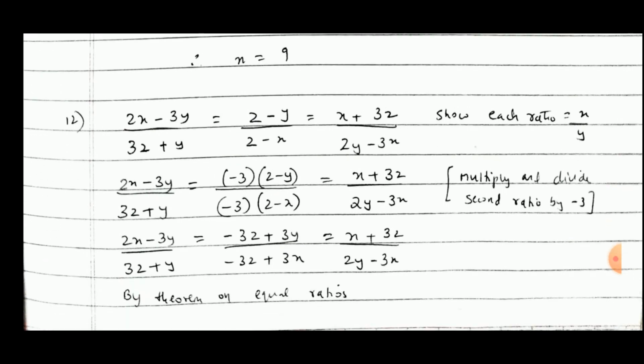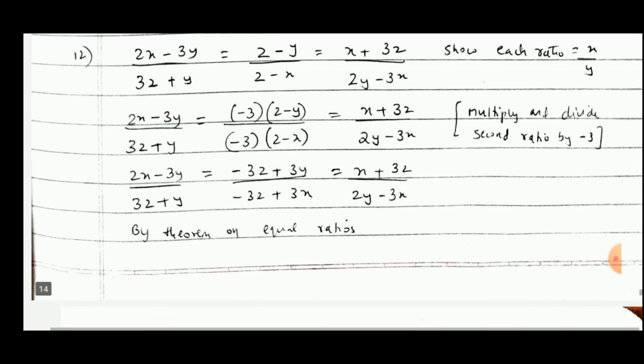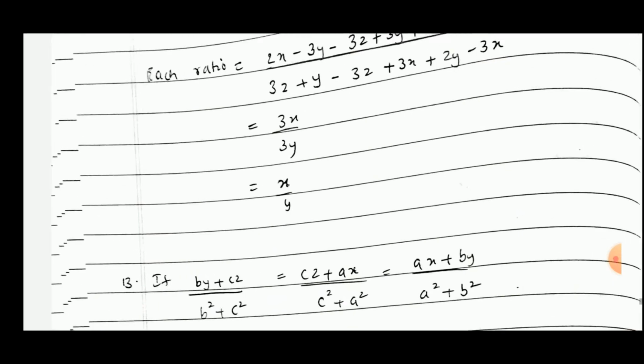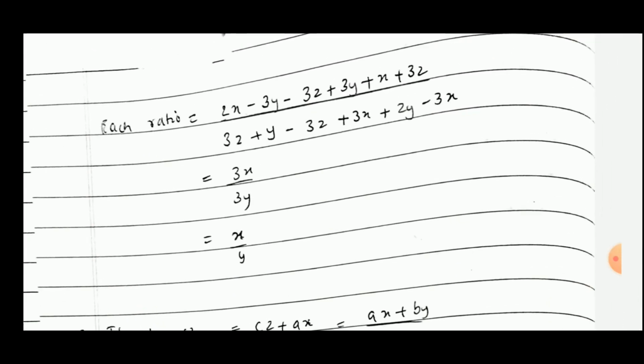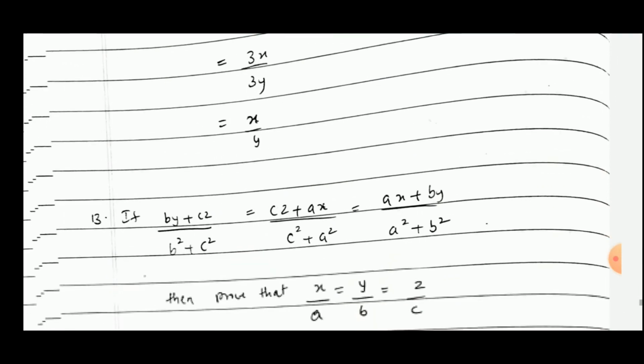Now the 12th one, prove that the three ratios are given equal. You have to prove that each ratio is equal to x upon y. Multiply the second ratio by minus 3 and then by theorem on equal ratios, each ratio is equal to, add the first terms upon second terms, that is 3x upon 3y, that is x upon y.